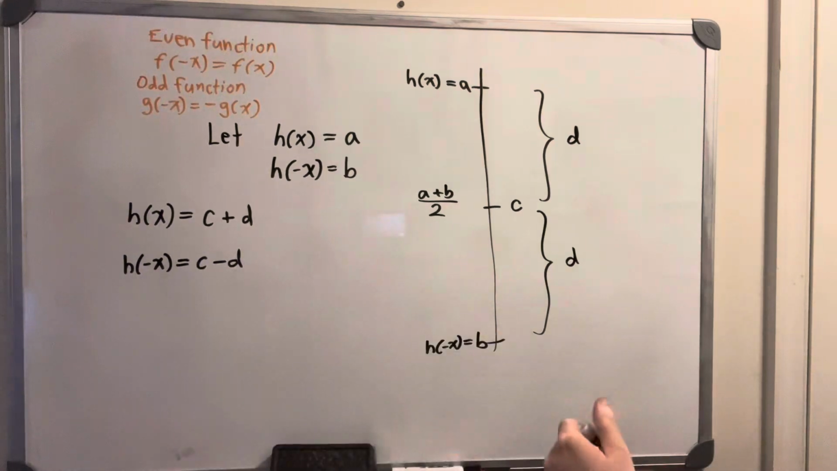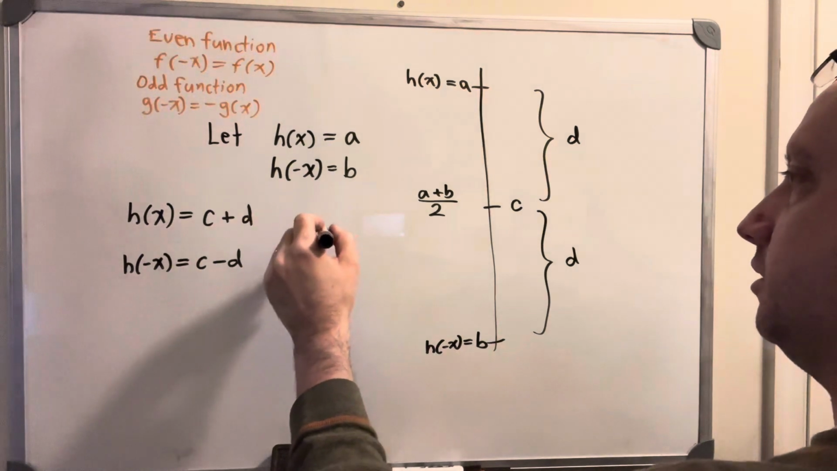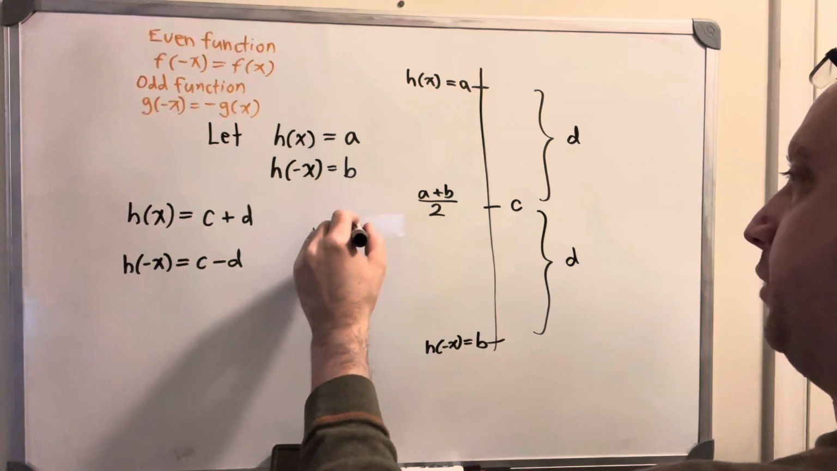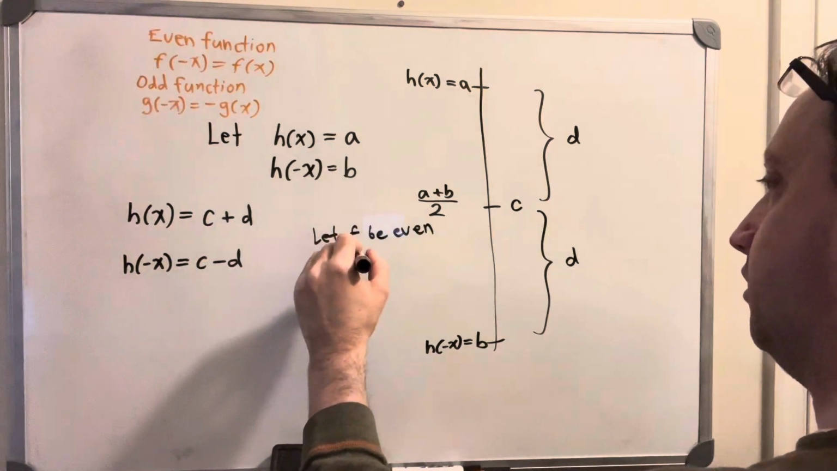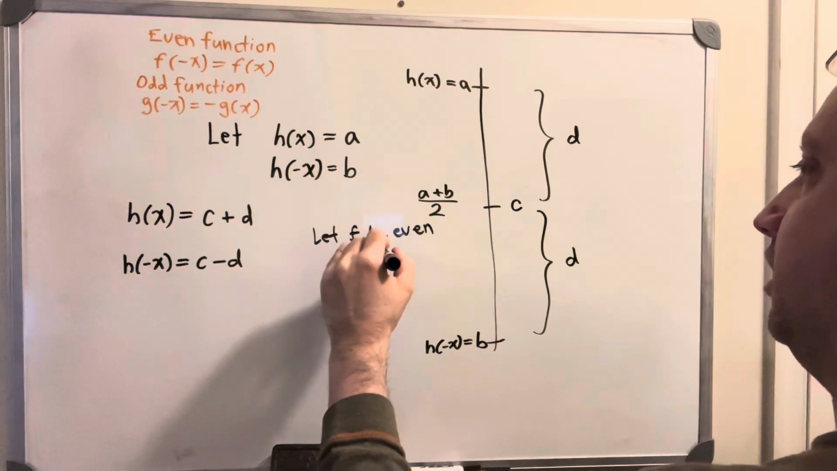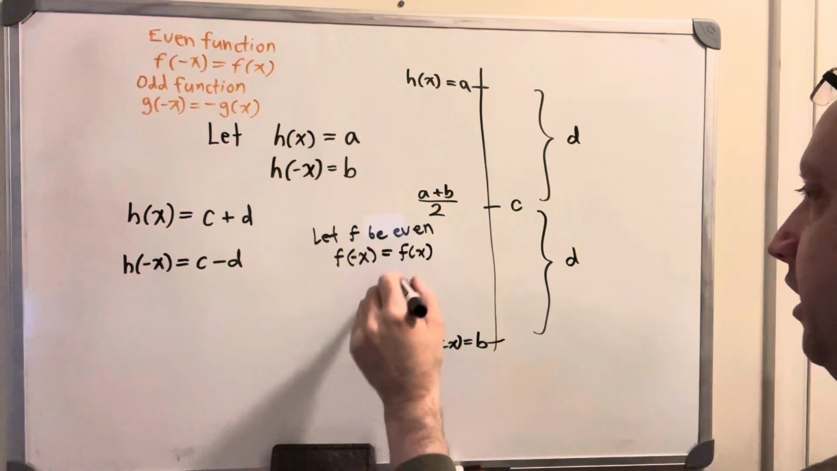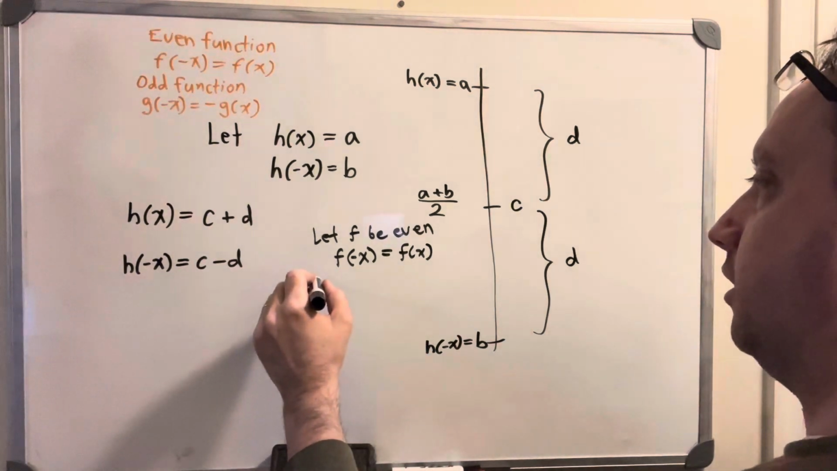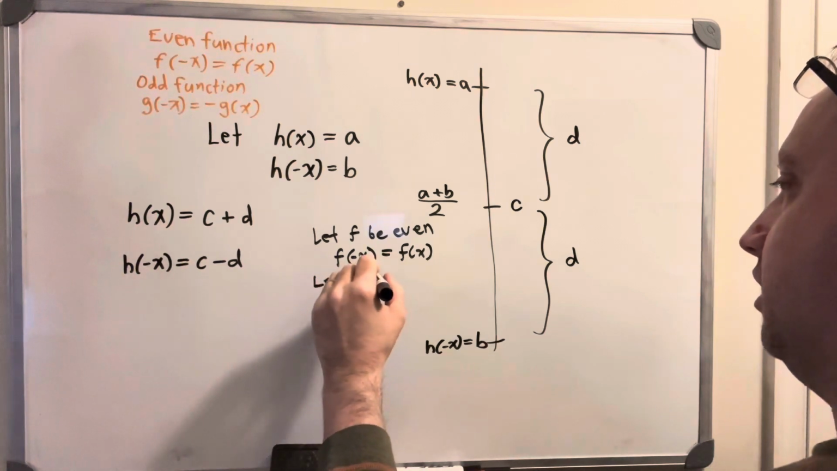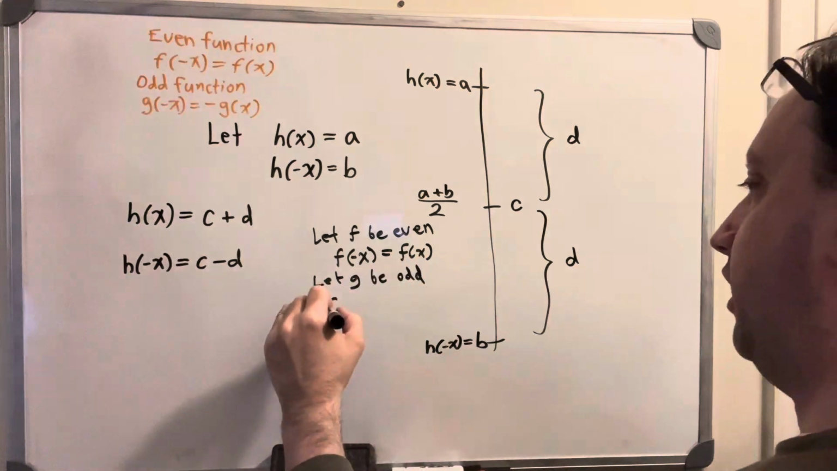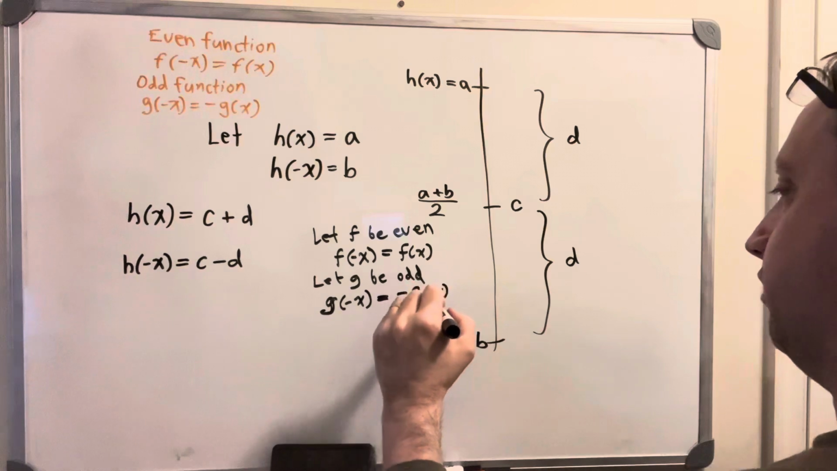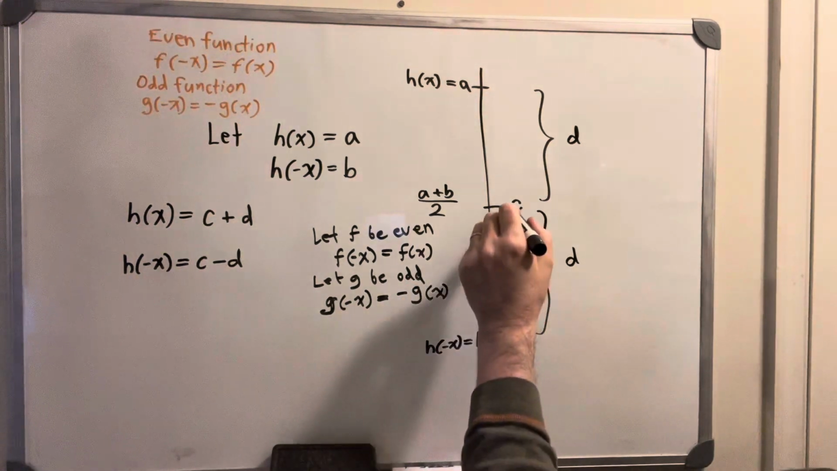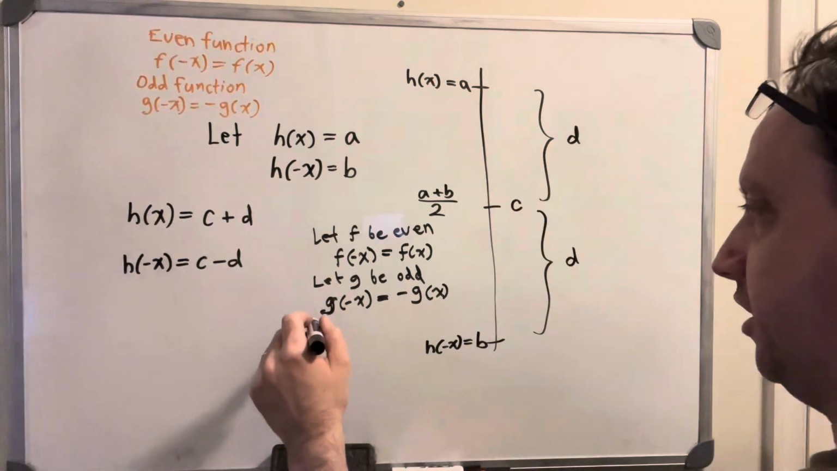If we were to write this, let f be an even function so that f of minus x and f of x have the same value, and let g be an odd function so that g of minus x equals minus g of x. I'm going to erase some stuff and then we'll move on.